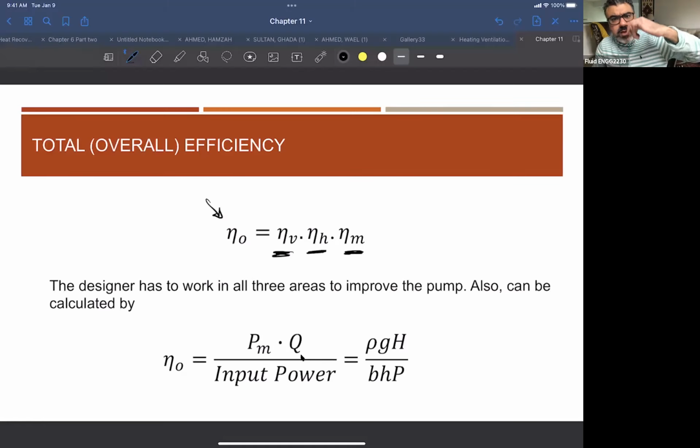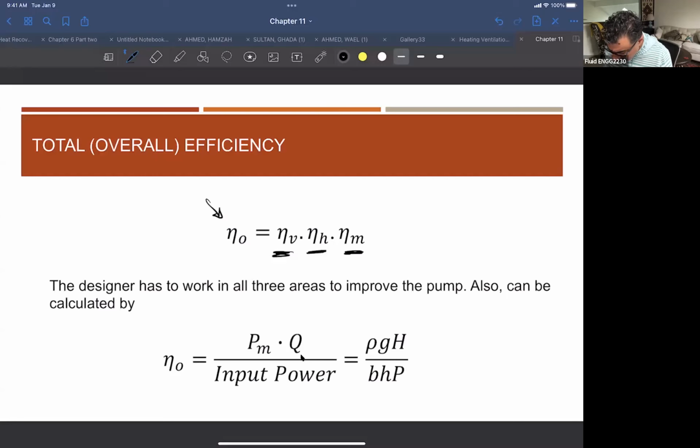If you have a brake horsepower coming into the pump, some of this power will be lost because of the friction. It's affecting the mechanical motion. Some of them are affecting the hydraulic losses, because of internal leakage and so on. And then some of them are related to, because power is flow rate and pressure, now the volume flow rate is reduced because of the leakage. So that's why you multiply by the volumetric efficiency. The three efficiencies together will give you the overall efficiency, right?